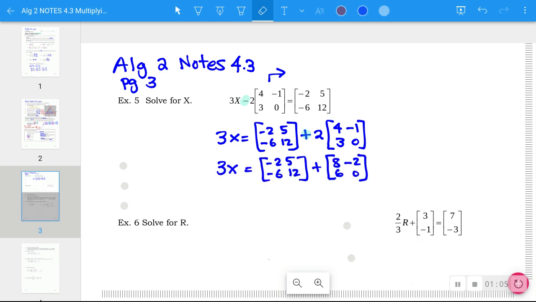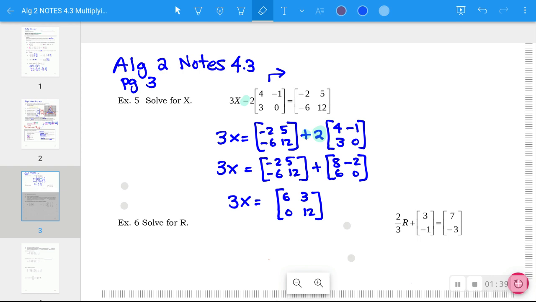Okay, next you want to take care of the multiplication. You can see that I multiplied the 2 throughout that second matrix. So this 2 times the 4 gave the 8, for instance. And then once we've done that, we're going to add these 2 matrices on the right. So that'll be the next step. And you can see I've gone corner by corner. For instance, the top right corner is 5 plus -2, and I put a 3 in that position.